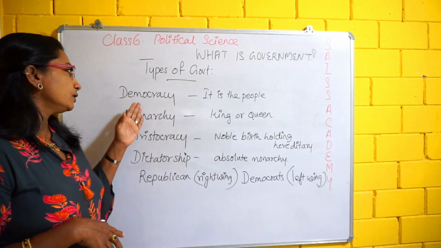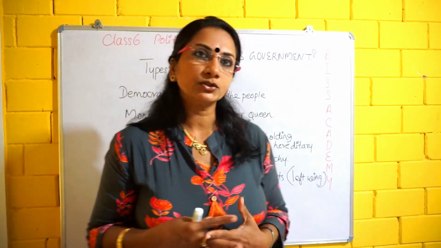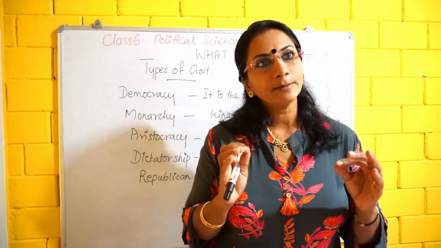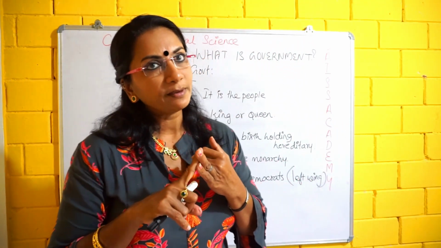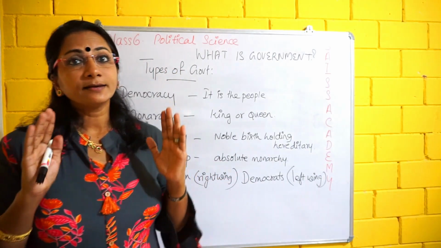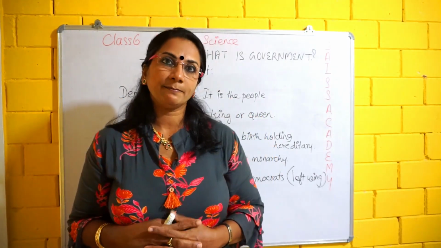Okay, so look, democracy. Democracy means people give power to the government. So it is the government of the people, for the people and by the people. Got it? In a democracy, the government has to explain each and every action to its people.